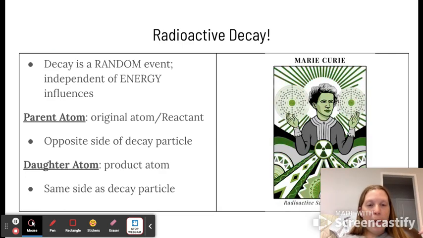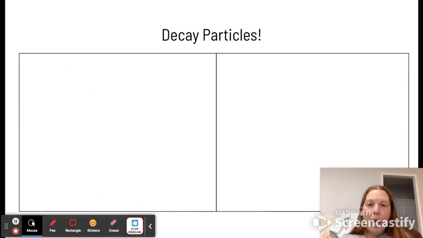And then I just put Madame Curie over here because she was known for studying radioactive materials. So now let's talk about our three decay particles that you need to know for nuclear equations.